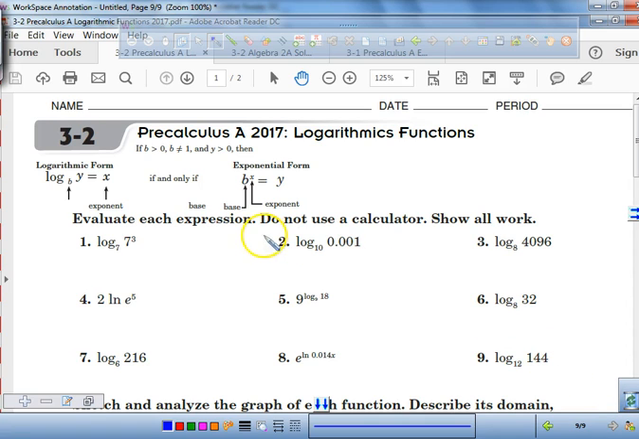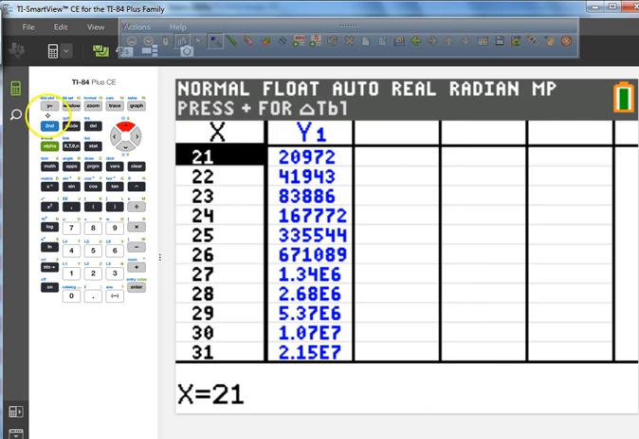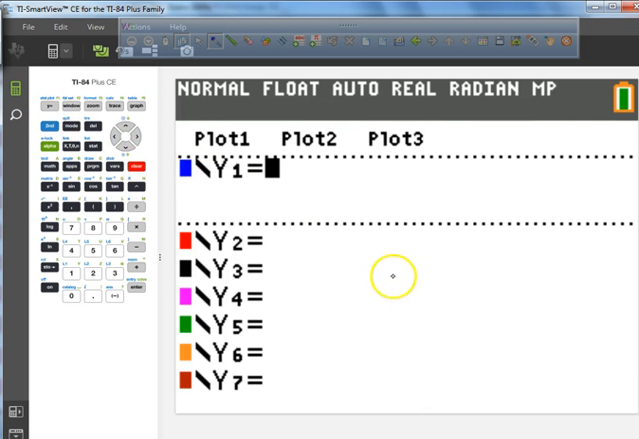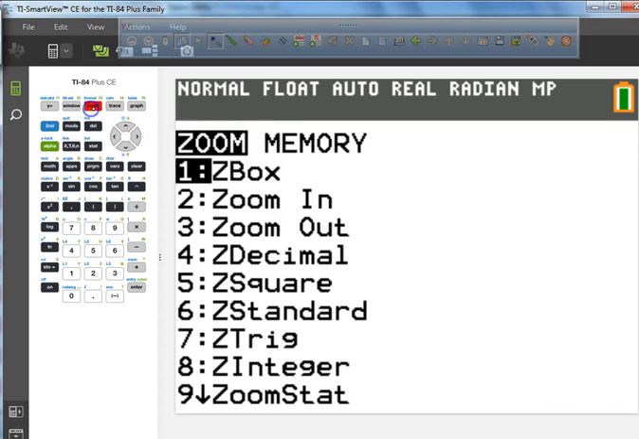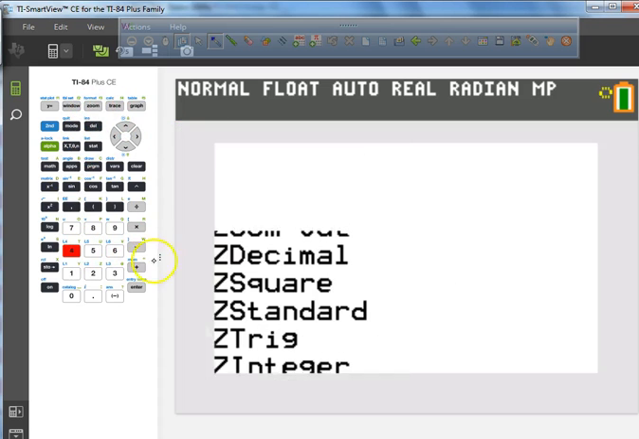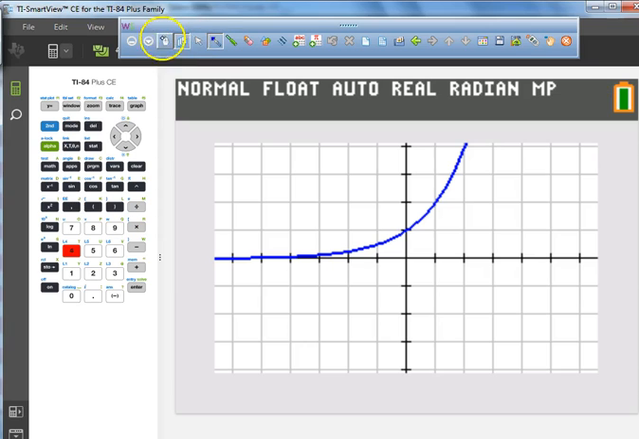Something you need to write down in your journal is how to go from logarithmic form to exponential form. But first of all, we need to understand what a logarithm is. So what I'd like everybody to do in their graphing calculator is go to y equals and just type a basic exponential function, y equals 2 to the power of x. We're going to make sure your grid lines are turned on and hit zoom and the number 4 so that your graph looks like this.